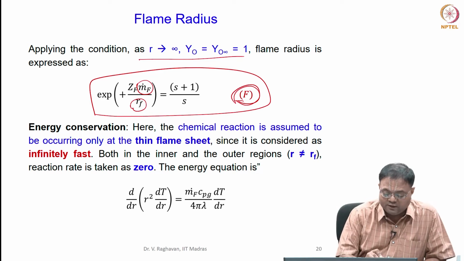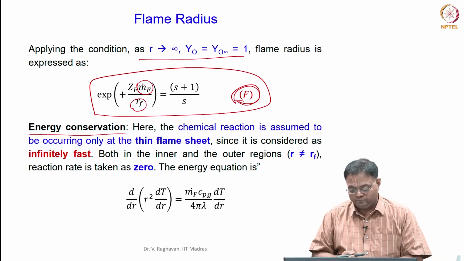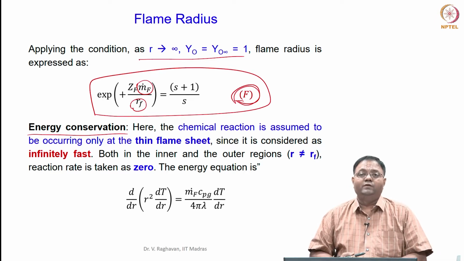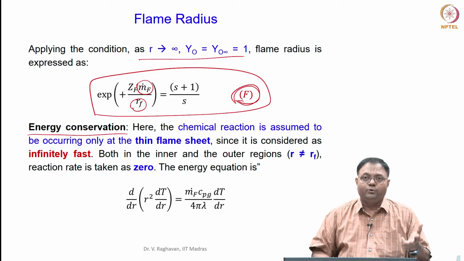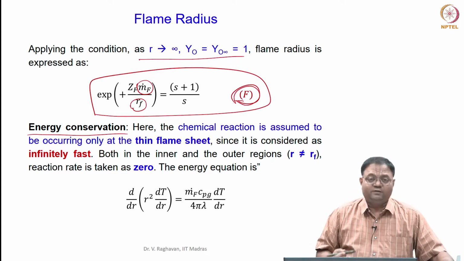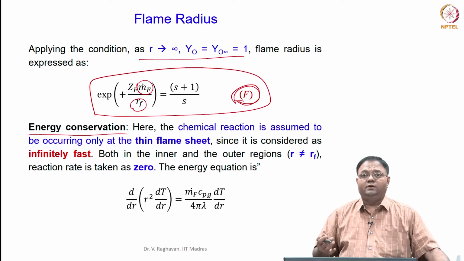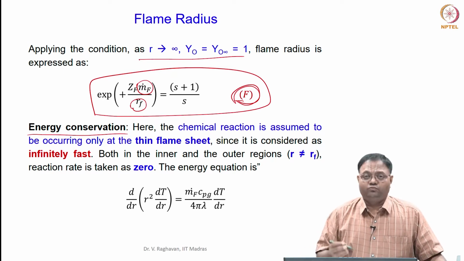Now I will do the energy conservation. Again I have energy conservation to be done in the inner and outer regions. That will generate two more equations, correct? So two equations are now generated. One is the equation due to the species conservation in the inner zone, that is fuel conservation. The second one is the oxidizer conservation in the outer zone. Then I have got this second equation.